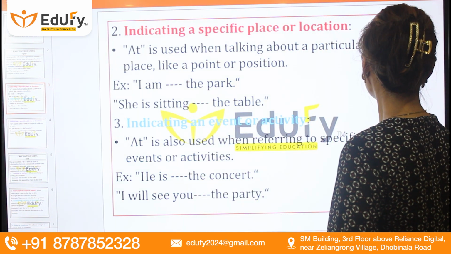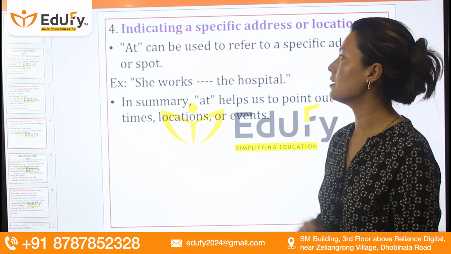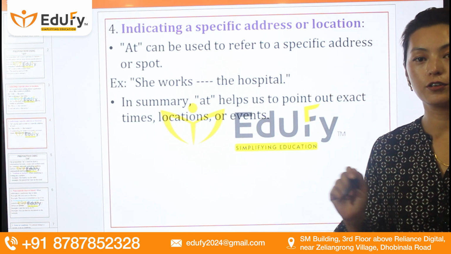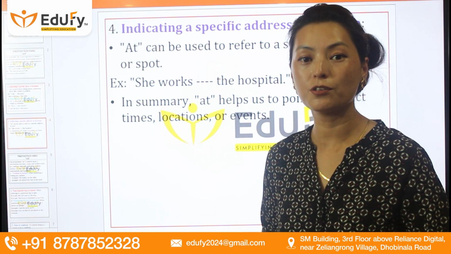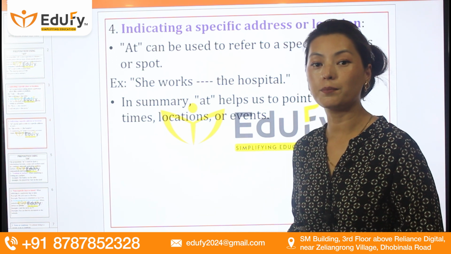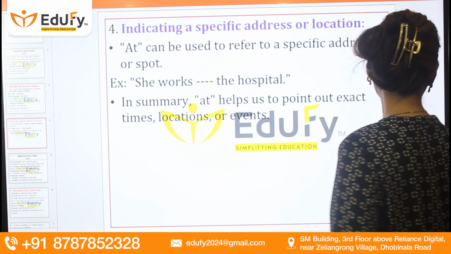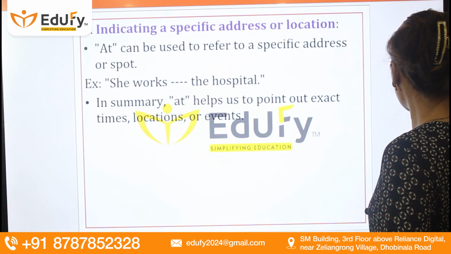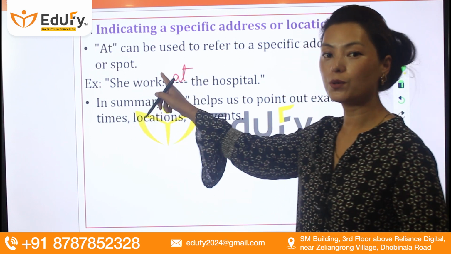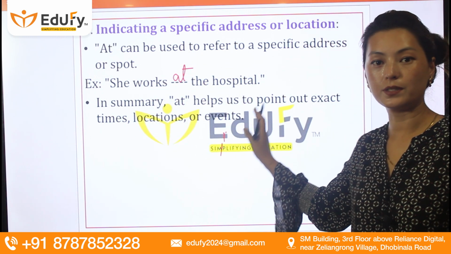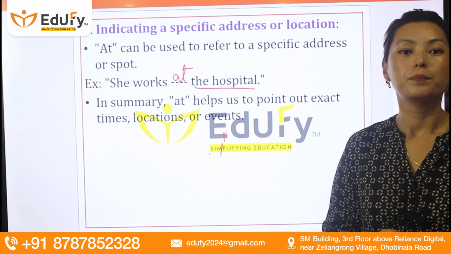Finally, we also have the fourth point: it indicates a specific address or location. So, in case you have a friend who is living in a specific location and you're talking about his or her address, you will use the preposition again, at. She works at the hospital. Why? It is pointing towards a specific place.